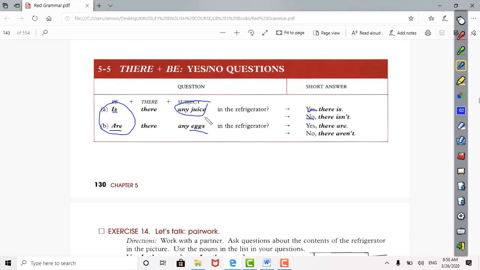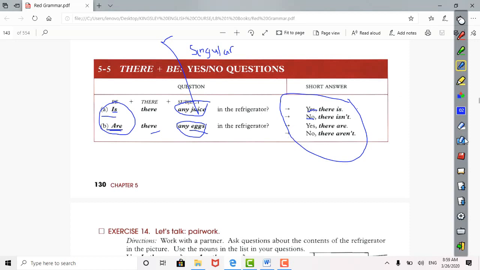I tell you again, dia pakai is karena jusnya tidak bisa dihitung, or if the subject is singular. Jika dia singular atau uncountable, tidak bisa dihitung, kita pakai is for the question. We use are if the subject is plural, more than one. Okay, you got it? And then for the answer, you can use the short answer. Yes, there is. No, there isn't. Or yes, there are. No, there aren't. Something like that.